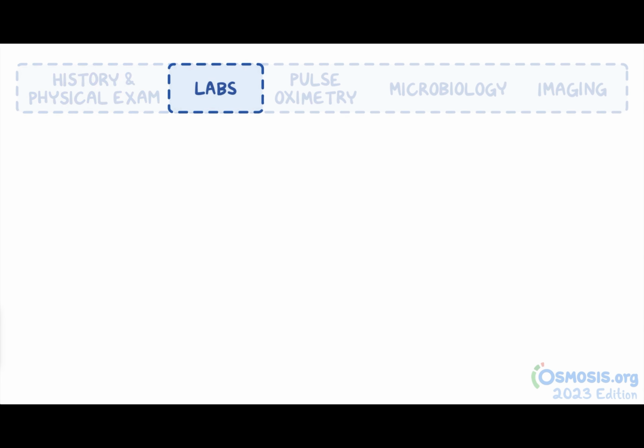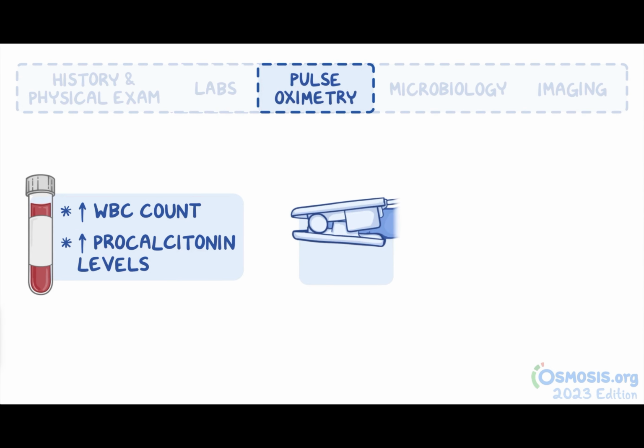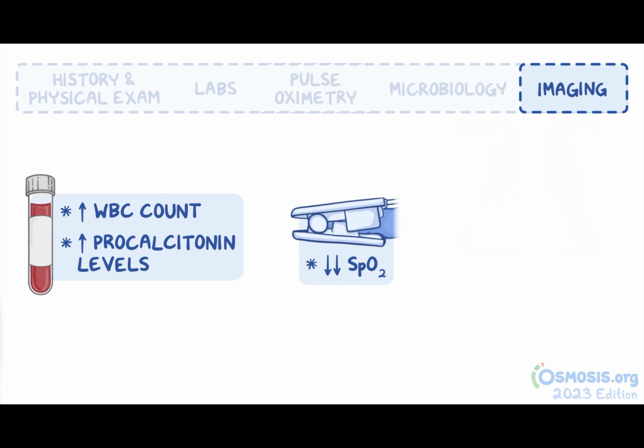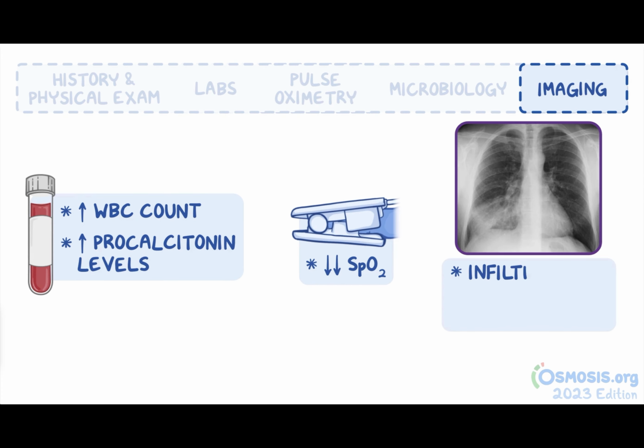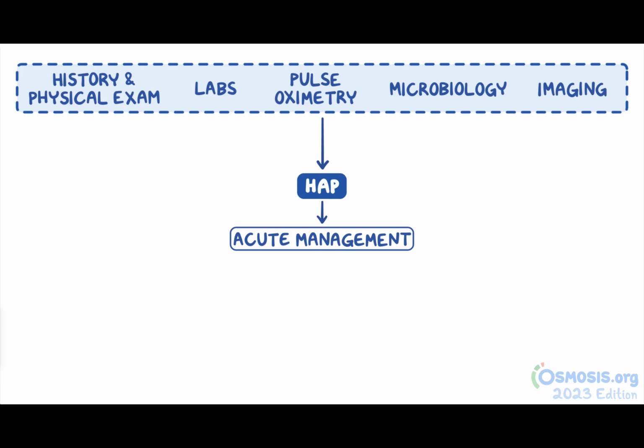When it comes to labs, they are likely to show elevated WBC count and procalcitonin levels, while pulse oximetry can reveal a drop in oxygen saturation. Finally, a chest X-ray usually reveals a new lung infiltrate, consolidation, or effusion. Now, if a patient presents with these findings, you can diagnose HAP and start acute management.